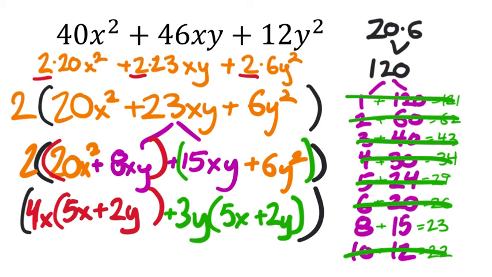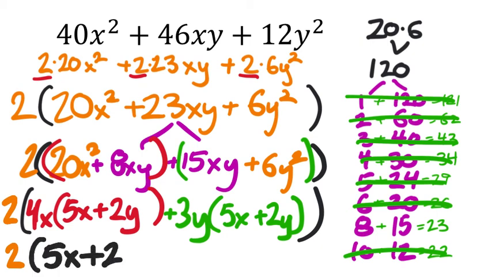So technology works. There we go. Okay, so we got this. And then we factored out a 5x and a positive 2y. And then we got the other 2 values that were part of those factors, the 4x and the positive 3y.